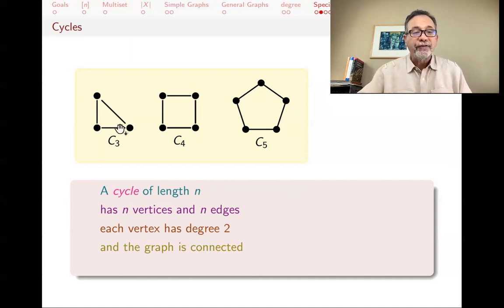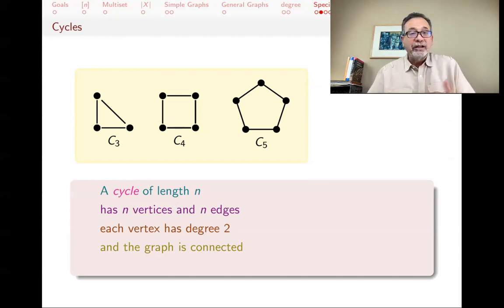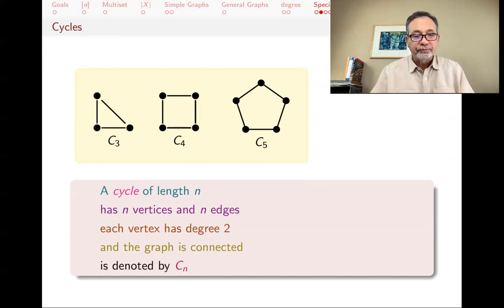So this first graph here is C3. This one is C4. This one is C5. And visually, you know what the cycle is. You just go around the circle and come back. And the number of vertices or the number of edges is the length of it. Again, length in graph theory often refers to the number of edges. In this case, the number of edges and the number of vertices is the same. And we denote the cycle of length n with Cn, C for cycle.